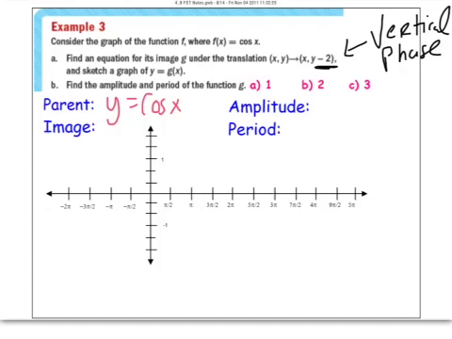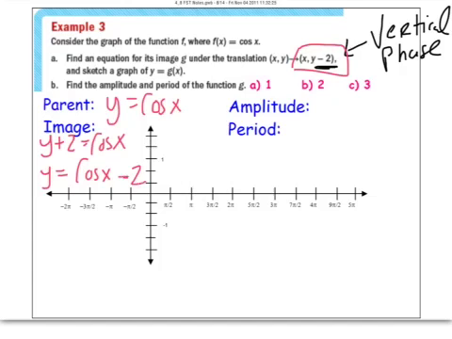To find the image, we just do the inverse to everything. To find the image, I'm going to go to the y and I'm going to add 2. So it's y plus 2 equals the cosine of x. Clean this equation up, I would subtract the 2 from both sides and say it's y equals the cosine of x minus 2. Be very careful and do not think that the x and the minus 2 go together. Sometimes in pre-calculus they will write this equation as y equals negative 2 plus the cosine of x to keep the vertical shift and the phase shift kind of distinct from each other.